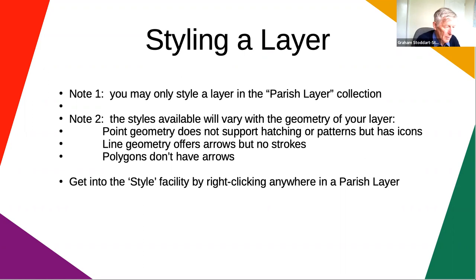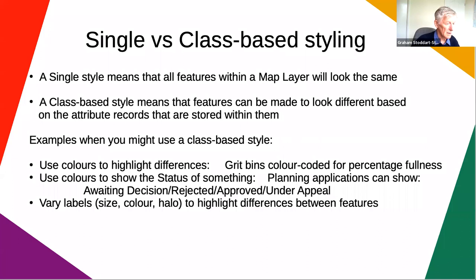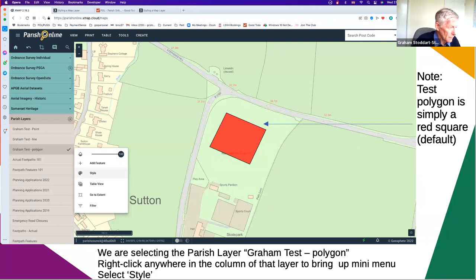And you get into the style, whoops, sorry, I didn't know to do that. We're going to show you how to get into style. So on the left, you've got columns in the normal way of your layers. And I'm saying, let's work with a polygon. So I've gone into the Graham test polygon and right clicked anywhere in the layer, and up drops the mini menu, and we're just going to select style.